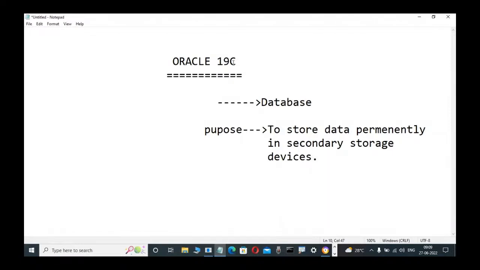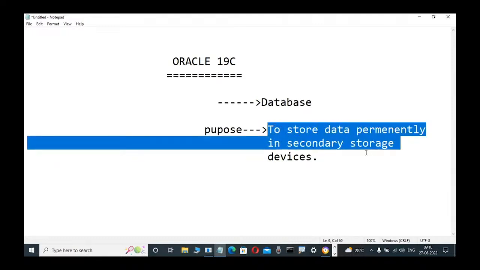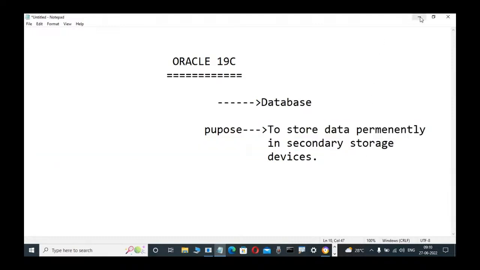Here, history is a concept, and there is a chapter on it. In that I will tell you. But before that, from 1960 onwards, these types of database software are there. The purpose of those software is to store data permanently in secondary storage devices. Okay? Yes. Now slowly observe here.